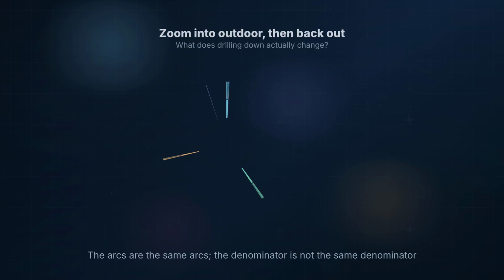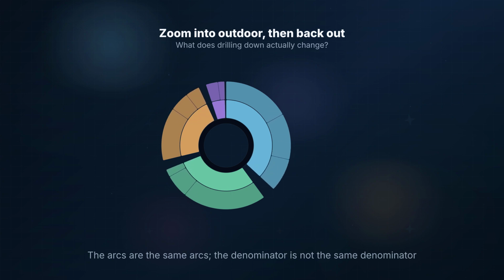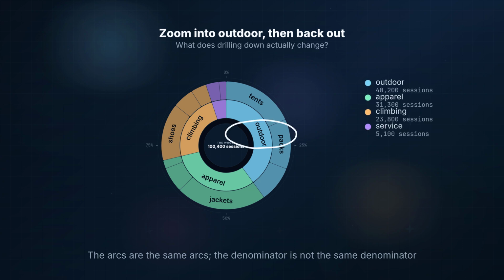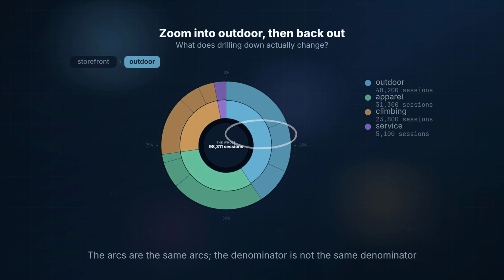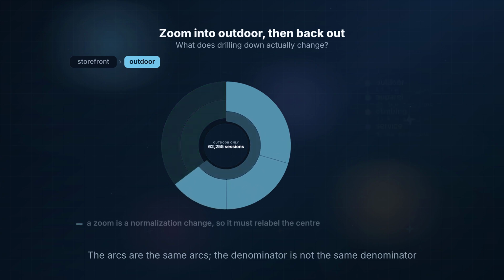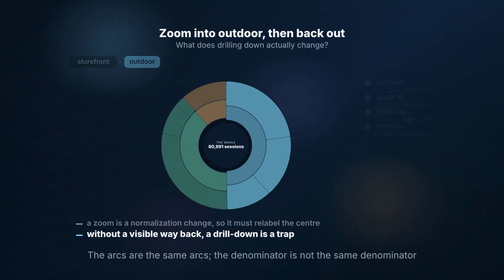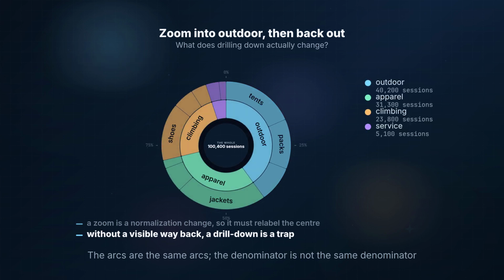Drilling down is the interaction people love and implement carelessly. Zooming into a branch does not magnify anything, it changes the denominator. The branch becomes the new whole, and every percentage silently changes meaning, so the zoom and the relabel must happen in the same frame. Watch the center as outdoor opens. It stops saying 100,000 sessions and starts saying 40,000, because that is what the angles now divide. A zoom with no visible way back to the root is a trap.